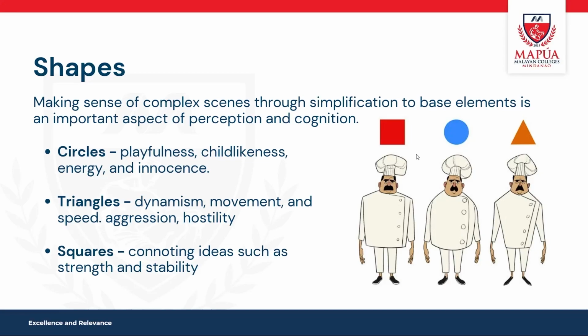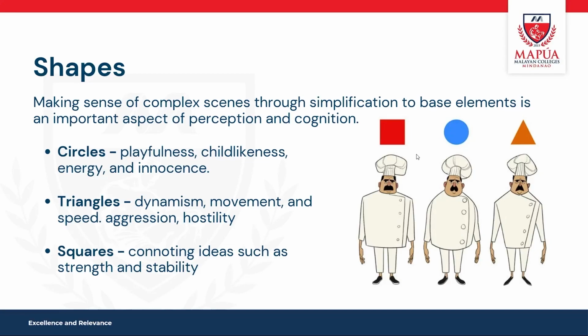Next is the square. So this connotes ideas such as strength and stability. So among the three shapes, the square has the most quote unquote stable form. So if you draw characters with a square shape in mind, then this character can imply strength or stability.